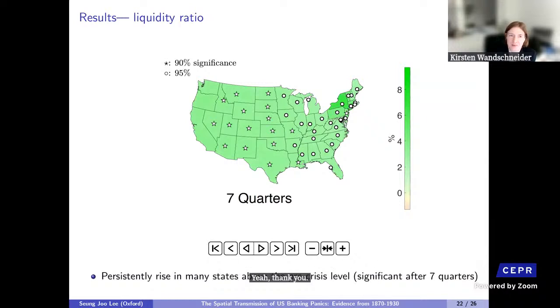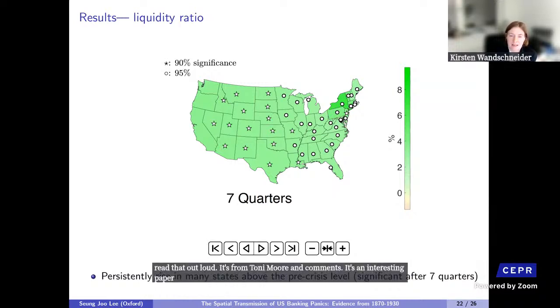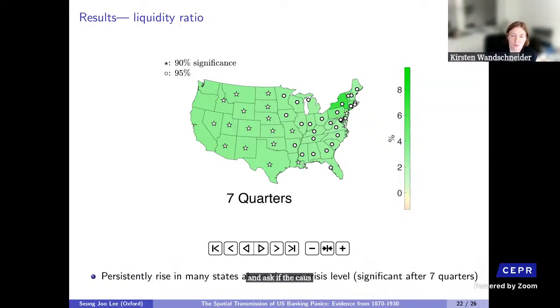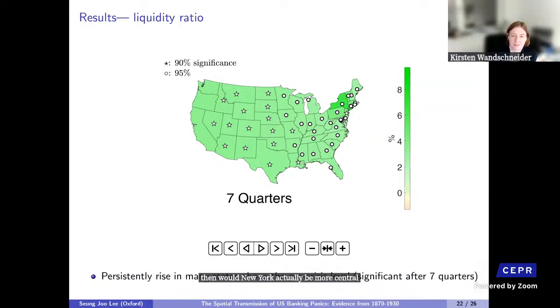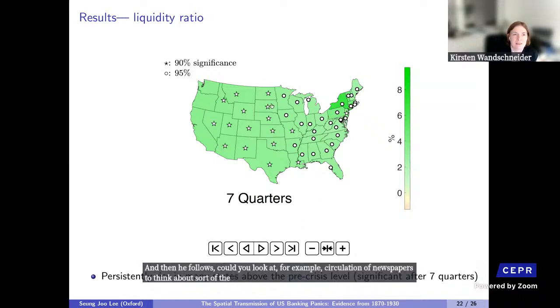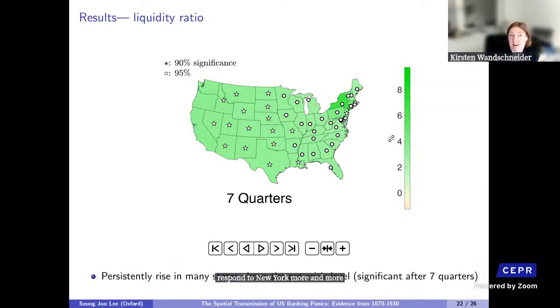We do have a question from the audience, so I will read that out loud. It's from Tony Moore, who comments that it's an interesting paper and asks: if the causal factor communicating minor panics across the states is sentiment, then would New York be more central or more important than it might appear by deposit share? And he follows up: could you look at, for example, the circulation of newspapers to think about the transmission of the sentiment? Do people respond to New York more? Can we track this or see this in any way, maybe with newspapers?